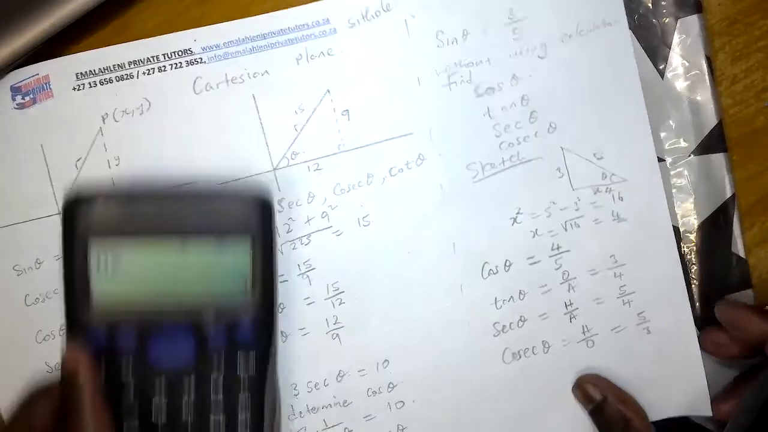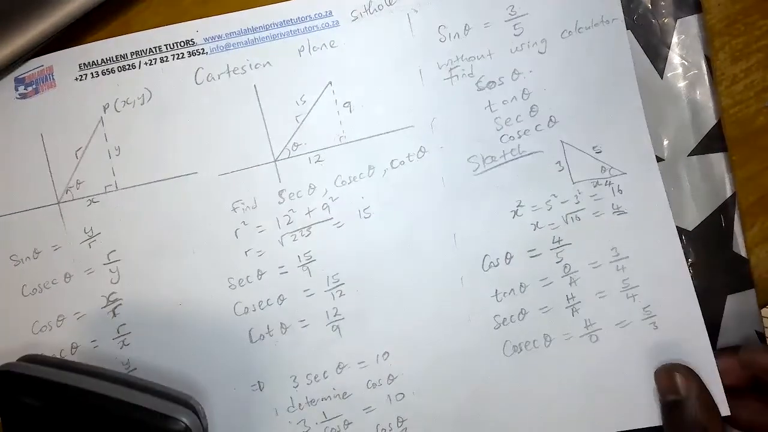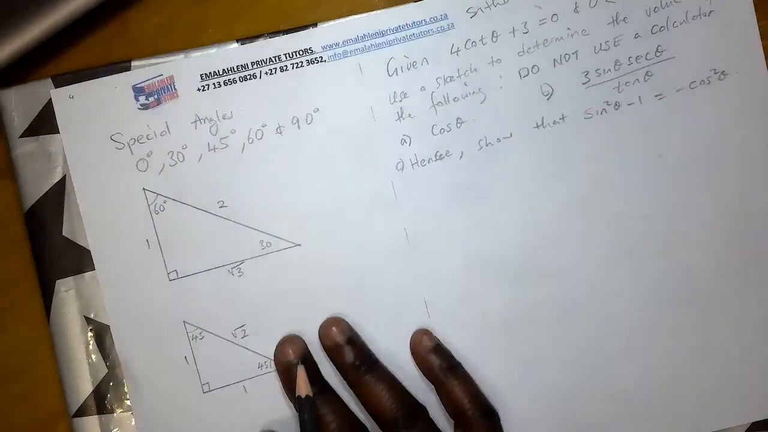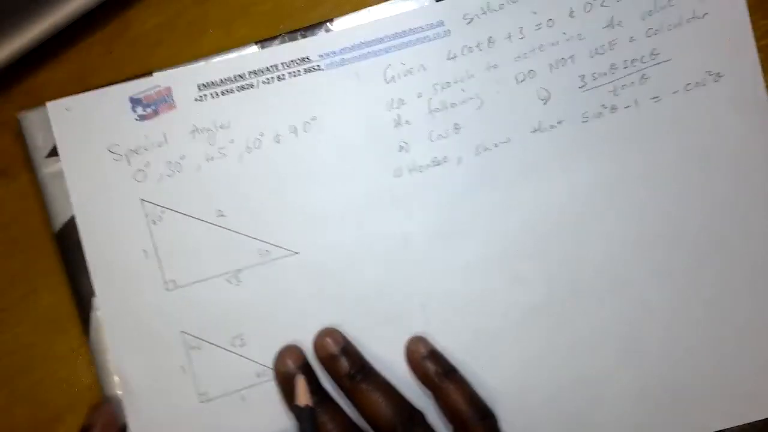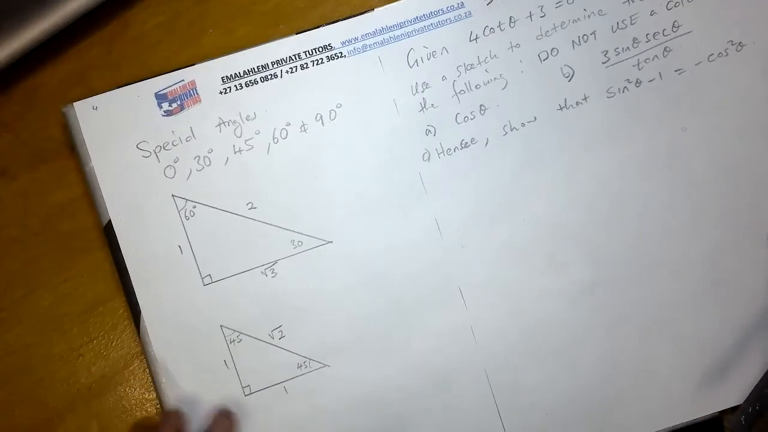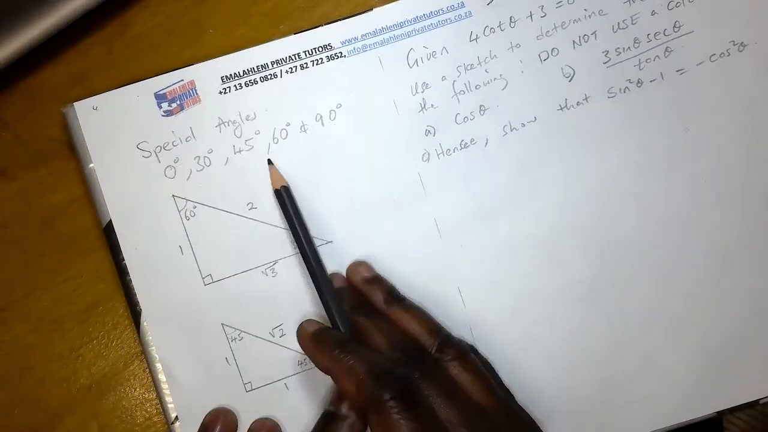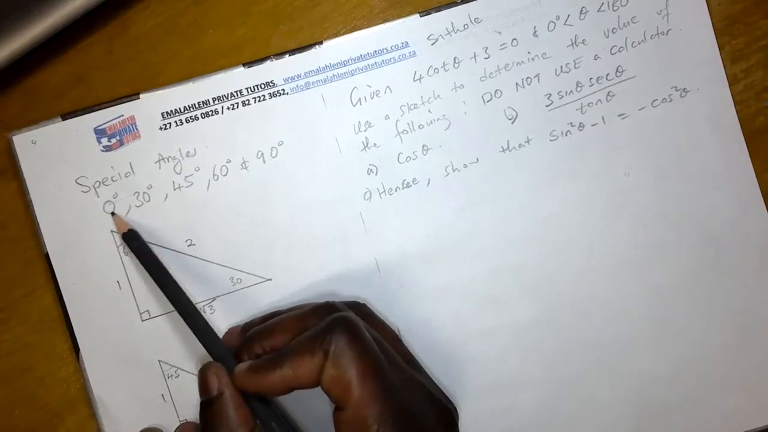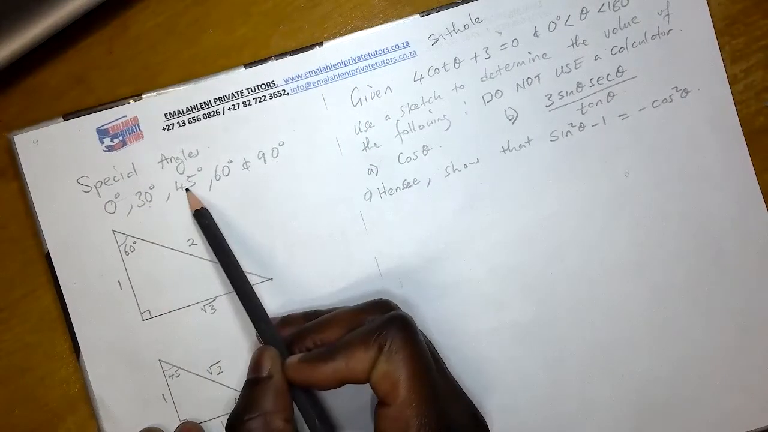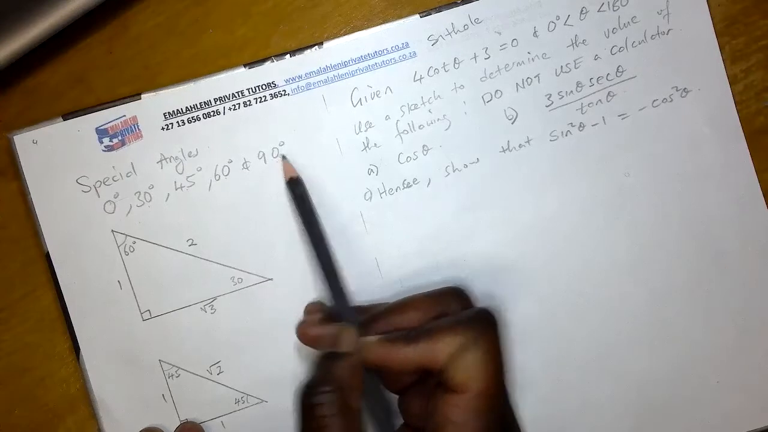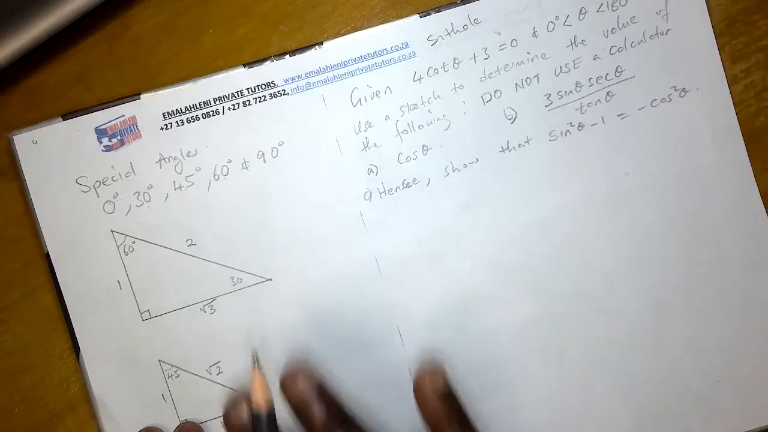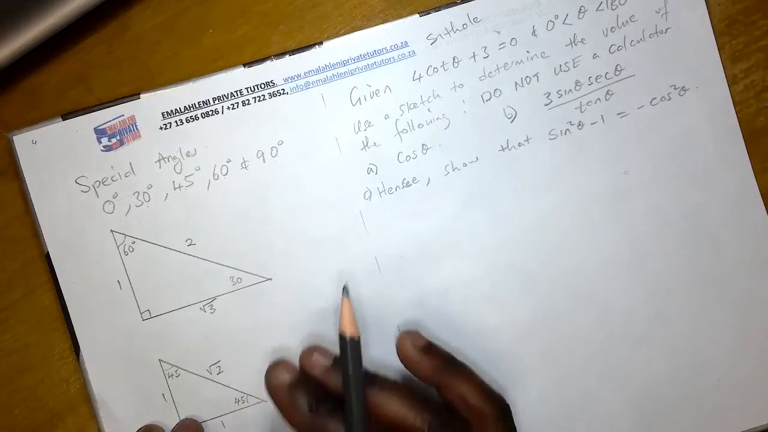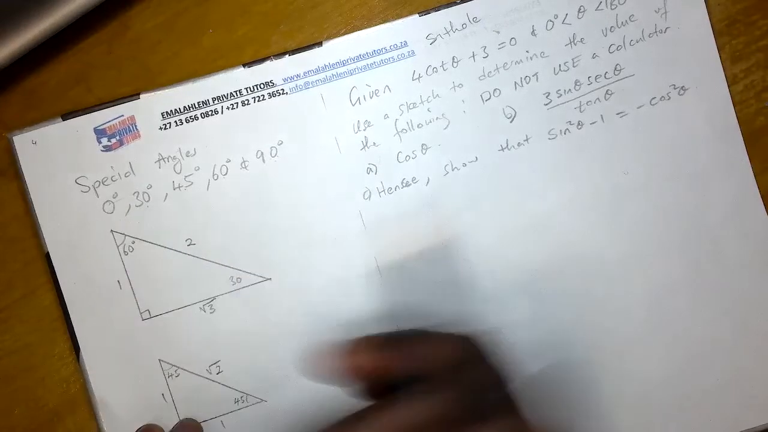Okay, I hope you understand this and you also practice. You must always remember the Pythagoras theorem. It plays a very important role in this. Now let's move on to special angles. These angles include 0, 30, 45, 60, and 90. You use these in cases where you are not supposed to use a calculator, because there are already values for them.